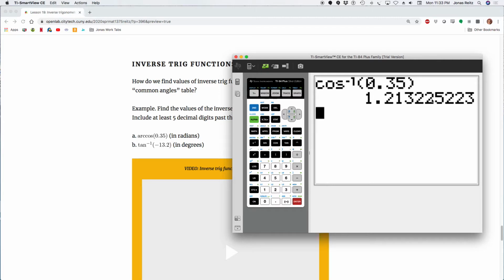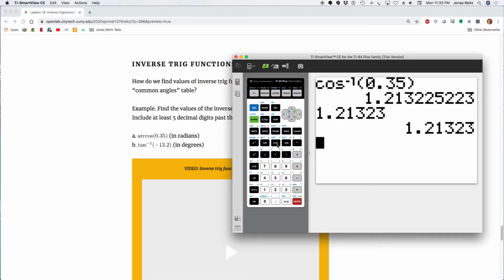So the answer that I would give for part A, I'll just type it here so it's very clear, would be 1.21323. This is the angle in radians that, if you plug it into the cosine function, gives you 0.35.